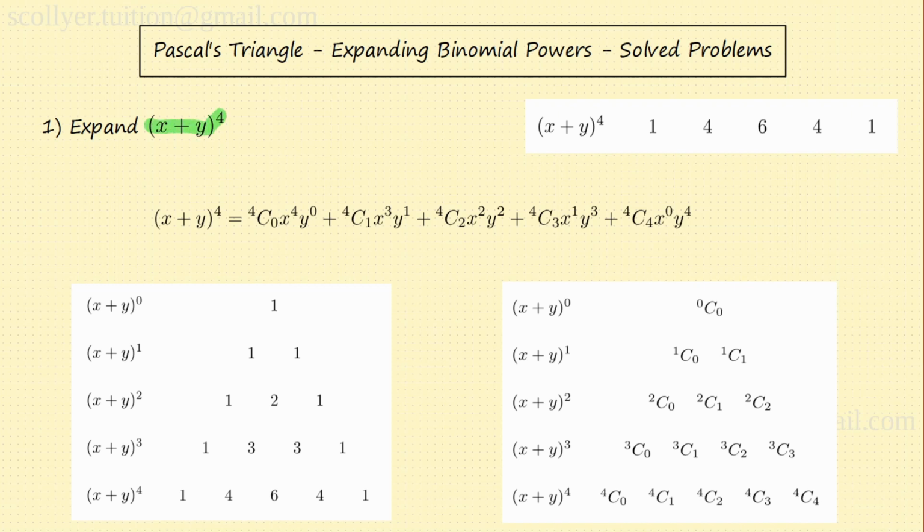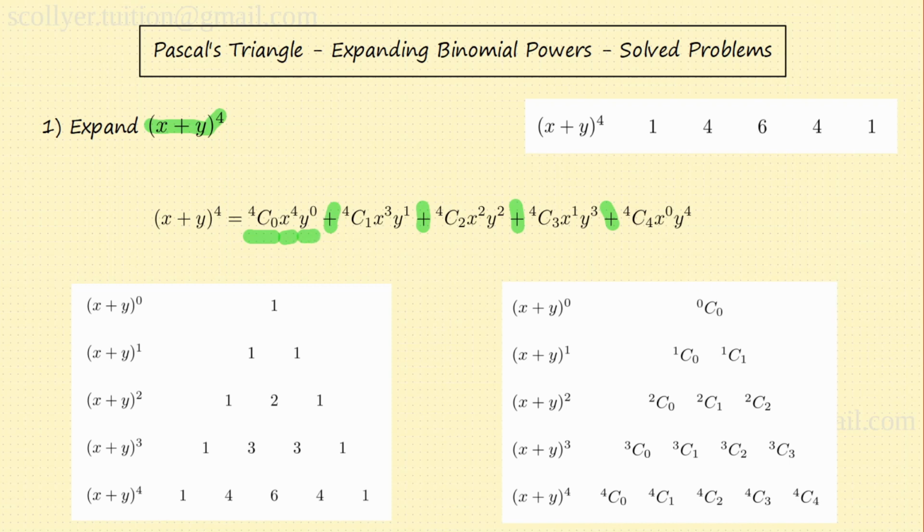The expansion of x plus y to the power 4 follows the same pattern as the expansion of any binomial power. We have a number of terms which are added together. Each term comprises an integer multiplied by x to some power multiplied by y to some power.